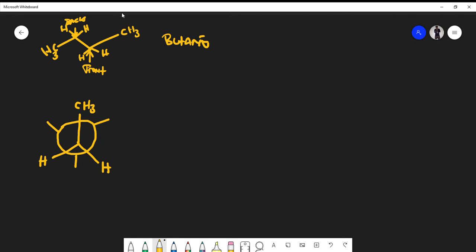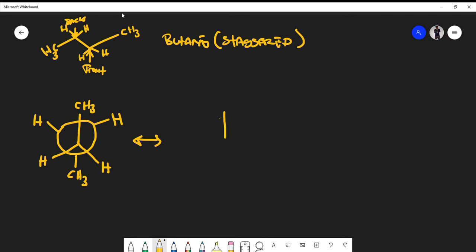Now, on the back carbon, I definitely see that I have 2 hydrogens and I have a CH3. So that is the first Newman projection. And again, we're looking at only staggered. The next question that we look at, we're going to look at some eclipse stuff as well. All right, so this is only the staggered version we're looking at.